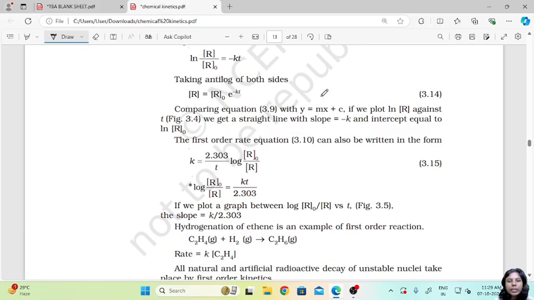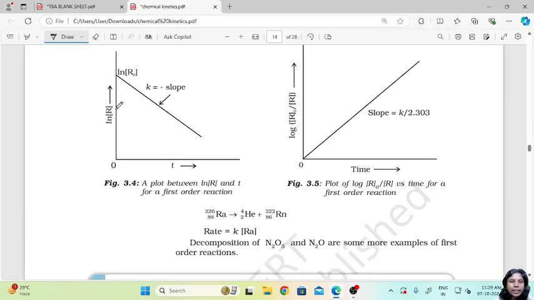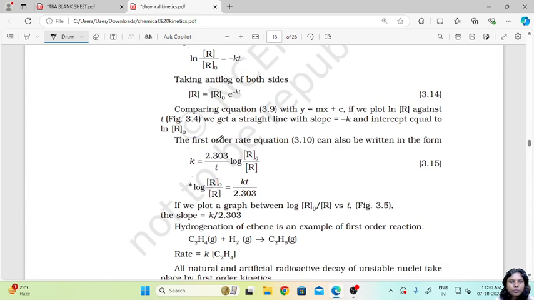Now on comparing the equation with y equals mx plus c, if we plot ln R against t, we get a straight line with slope minus k and intercept equal to ln R0. So see here, if we plot ln of concentration of R against time t, we get a straight line graph with a negative slope, and we have the intercept, that is ln R0.